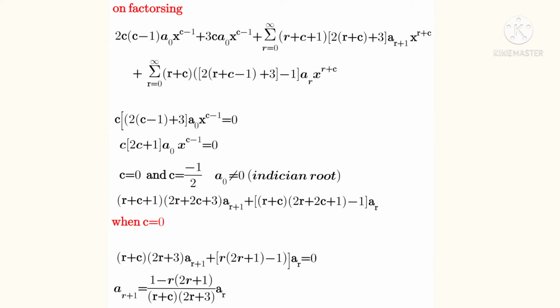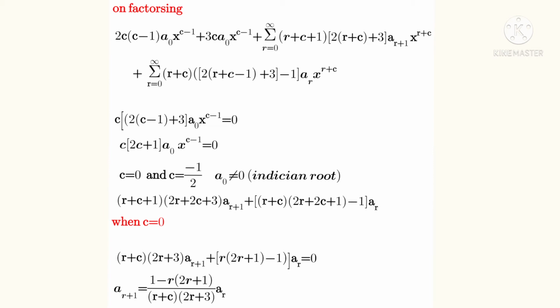Then bringing it down, we factorize out c. So if we factorize out c, we have 2c minus 1 plus 3 is of naught x raised to power c minus 1, factorizing that out to 2. So when we open the bracket, 2c minus 2 plus 3, we have 2c plus 1c. Then we equate c to 0 and we have c equals minus 1 over 2.